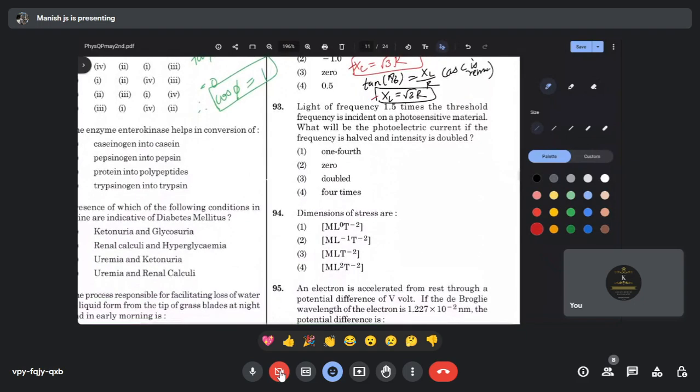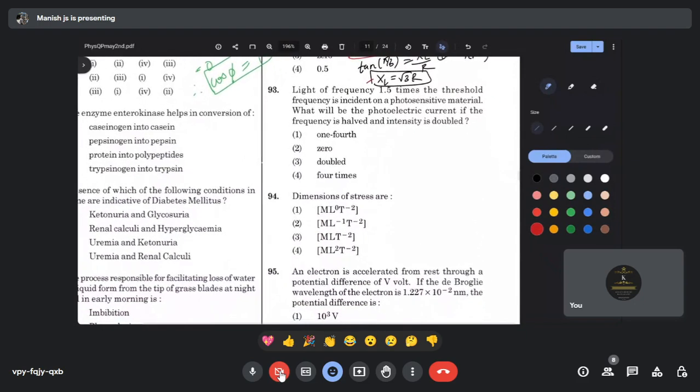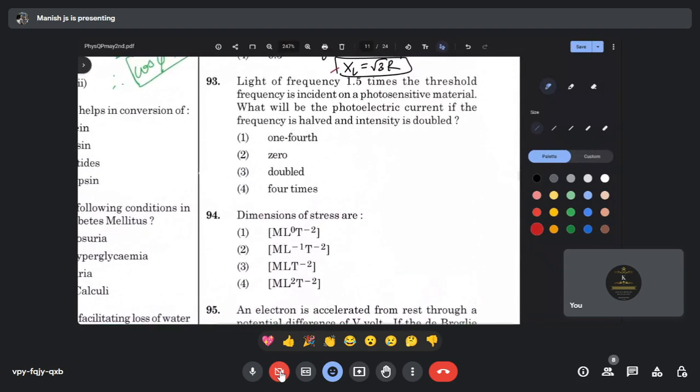Okay, next question. Question number 93. Light of frequency 1.5 times the threshold frequency is incident on a photosensitive metal or material. What will be the photoelectric current if frequency is halved and intensity is doubled? Sir, photoelectric current is zero, sir. Photoelectric current becomes zero. Why does it become zero?